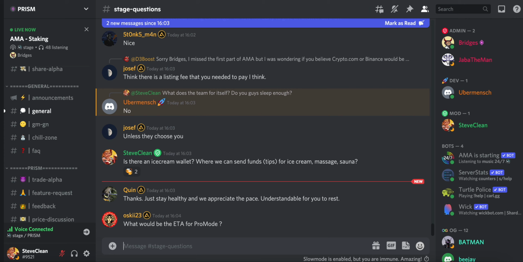Steve says, is there an ice cream wallet? Where can we send funds for ice cream, massage, and sauna? So we don't have an ice cream wallet, but maybe we'll make one.